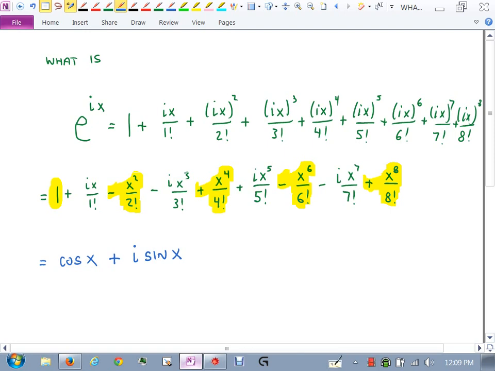Has anyone ever seen this before? That e to the ix is equal to cosine x plus i sine x. Anyone ever seen that before? It's called Euler's formula.